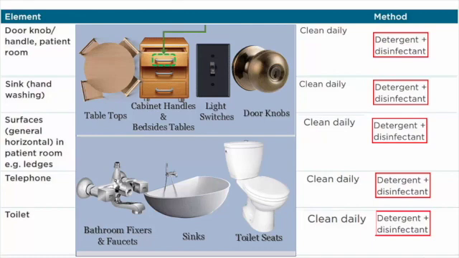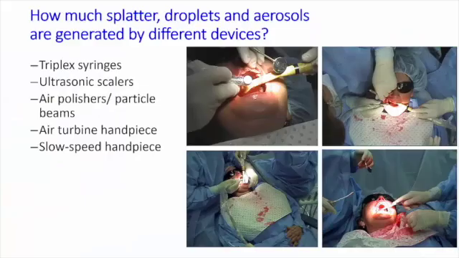So just to reinforce to you why this is so important, I want to show you some information about how much splatter, droplets, and aerosols are generated by different devices that we use, such as the triplex syringe, the ultrasonic scaler, a particle beam or air polisher, an air turbine handpiece, and a slow-speed handpiece. One way of doing that is to put a visual tracer, such as some disclosing dye, into the coolant water, and you can see how far that goes. But that's actually a very, very simplistic way, because that only shows you the gross splatter, the large particles.